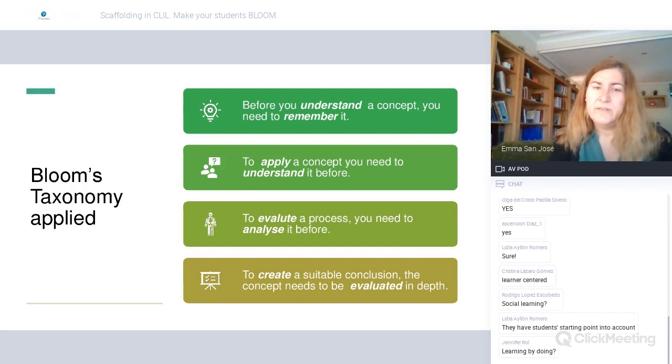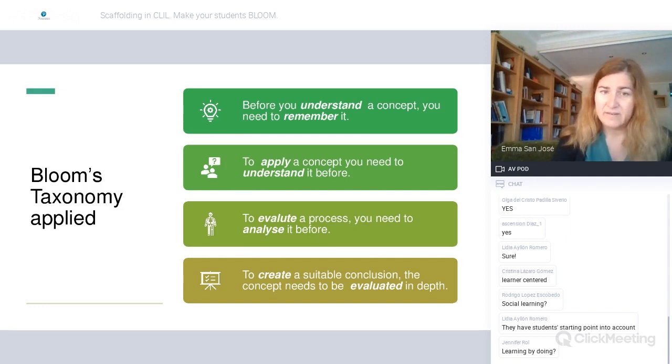Then, if you want to go to the next step, right? If you want to evaluate a process, oh, sorry, that's a spelling mistake there, evaluate, right? Process, then you need to analyze it before. You need to have all the information in your hands. You need to have all the facts, all the data, all the concepts in your hands so that you can make a proper evaluation with it. And obviously, to create a suitable conclusion, to come to a proper creation, everything needs to be evaluated in depth.